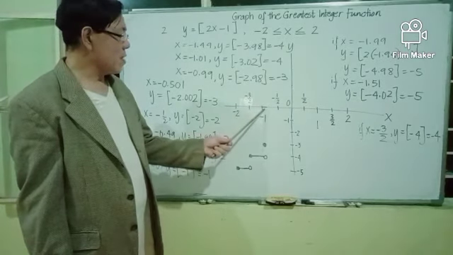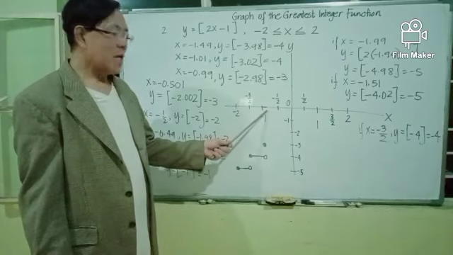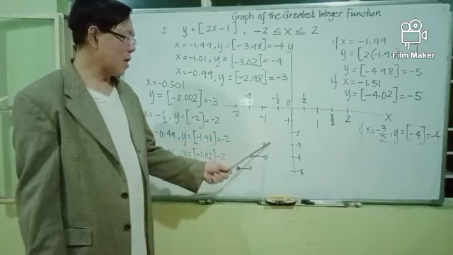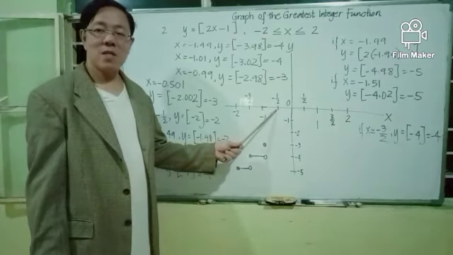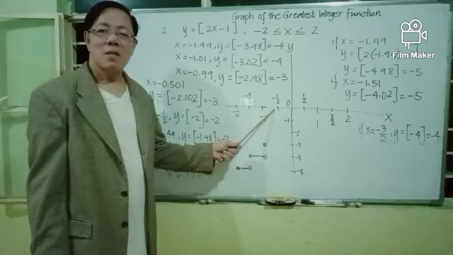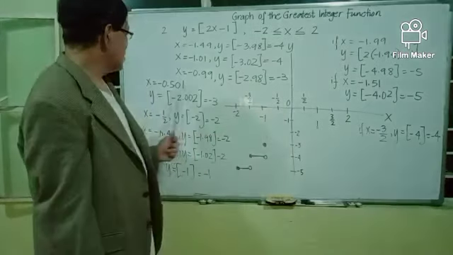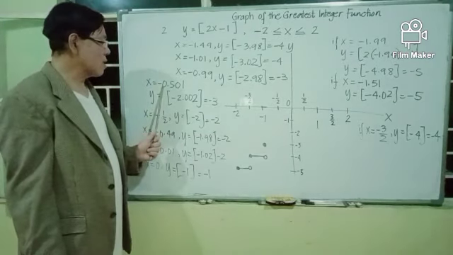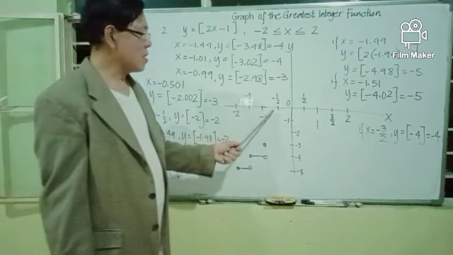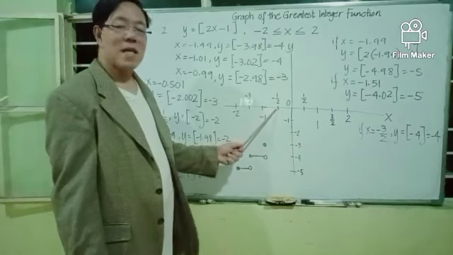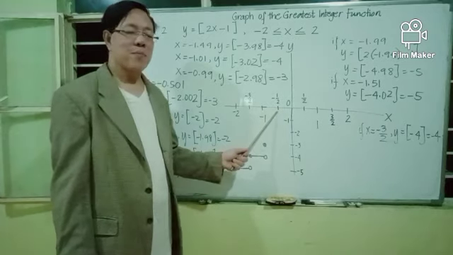When x is negative 0.99, negative 0.99 is in this interval. When x is negative 0.99, the value of y is negative 3. Now I will take a real number that is very close to negative 1 half, or negative 0.5, but less than negative 0.5. I will take x equals negative 0.501. Negative 0.501 is in this interval. It is less than negative 0.5 but very close to negative 0.5.